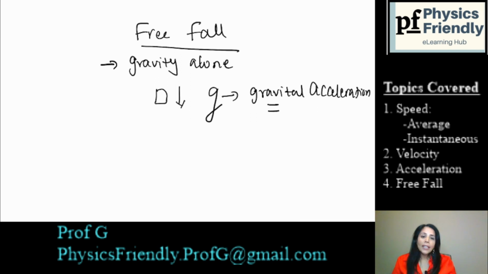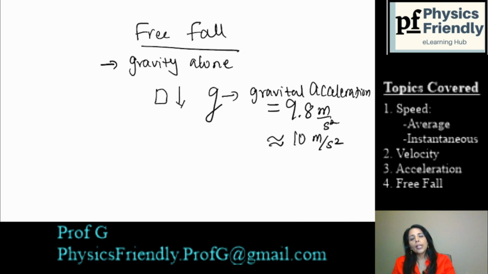which is equal to 9.8 meter per second square, and sometimes you can see that it's rounded off to 10 meter per second square. Gravitational acceleration is also a type of acceleration, hence comes with the same unit meter per second square. So a freely falling object always accelerates towards the surface of the earth with a gravitational acceleration which is equal to 9.8 meter per second square.